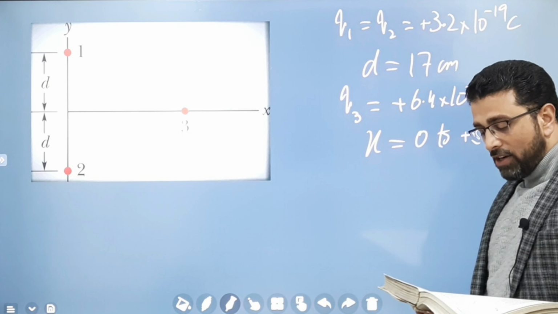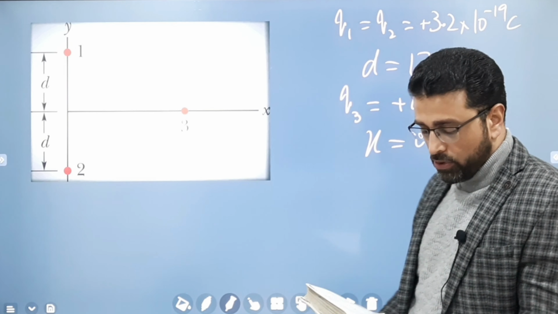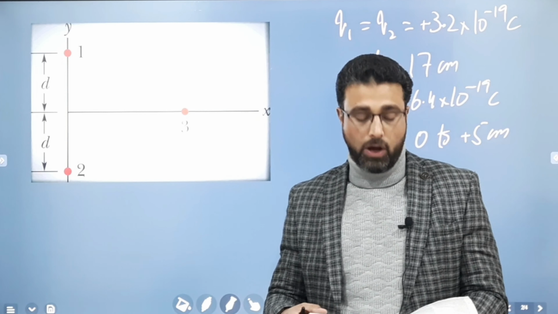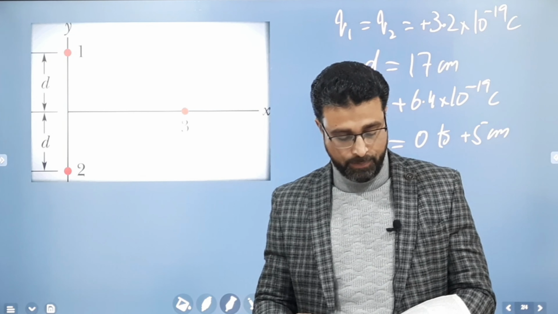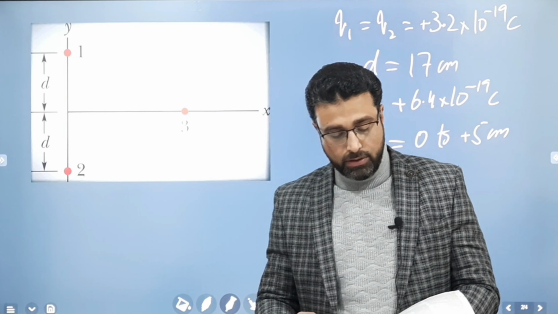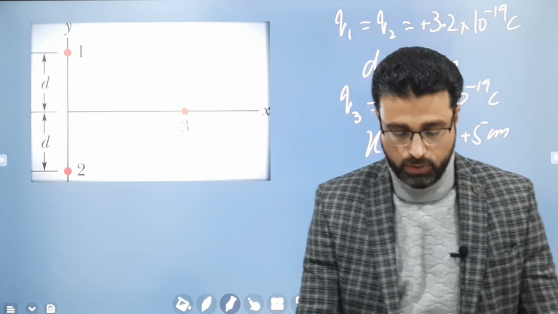At what values of x will the magnitude of the electrostatic force on the third particle from the other two particles be, part A, minimum, and part B, maximum? And what are the minimum and maximum magnitudes?